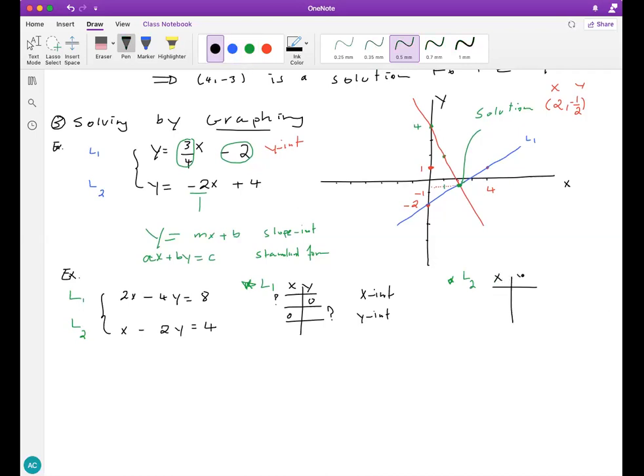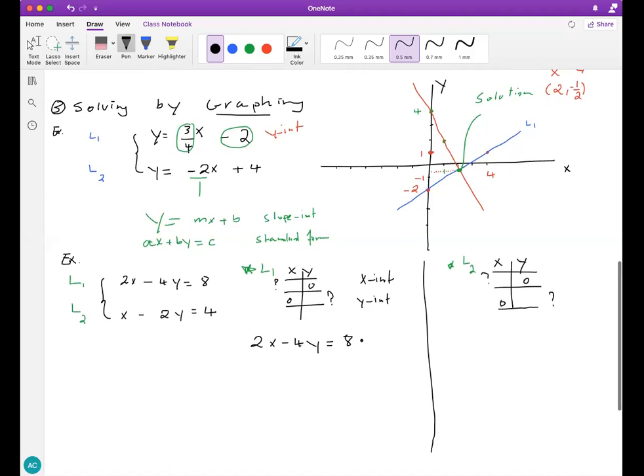So x, y. And again, start each one. So this one was 0, this one was 0. We're going to find these missing values. So there are separate tables here. Now we're just doing line 1. You have 2x minus 4y, which was 8. So for this first point, we have y, which is 0. So we're going to plug it here and find x, which is needed here.